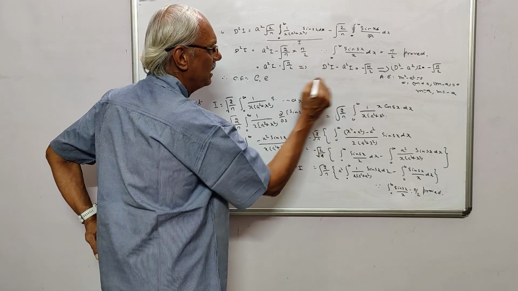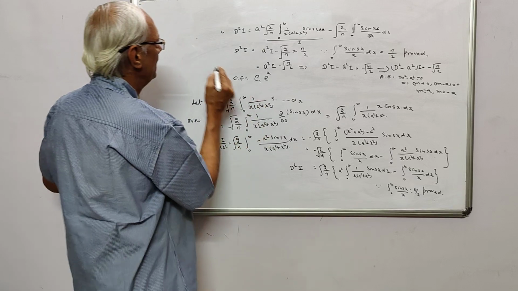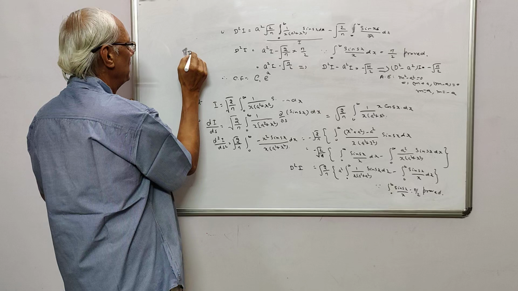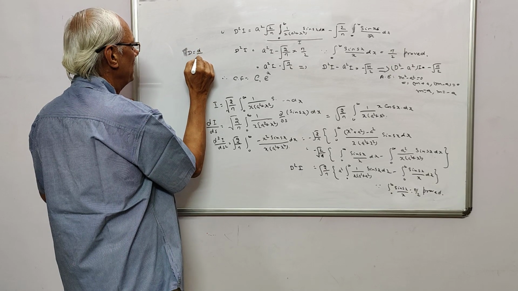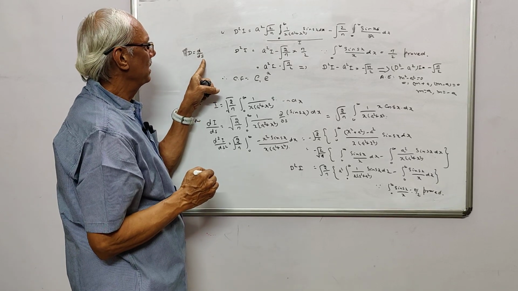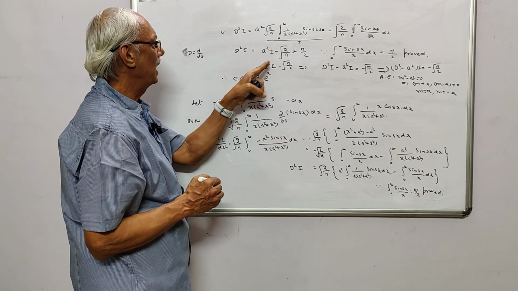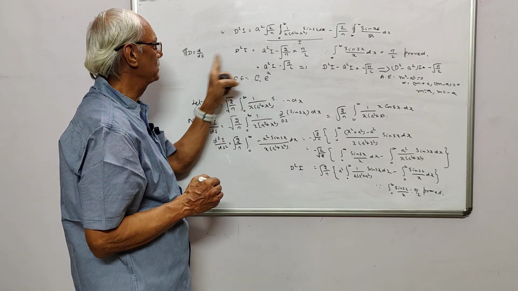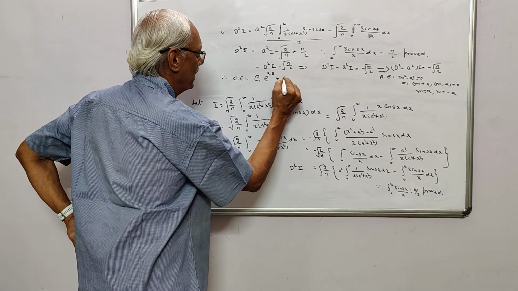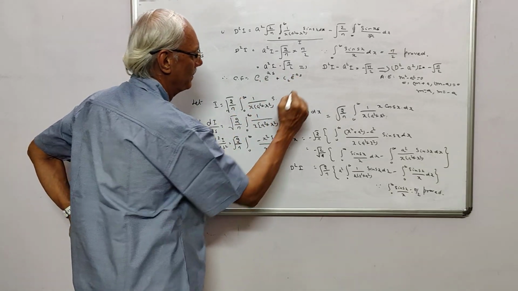C1 into e to the power of a s. See, this is your D squared I by d s squared. What is your D? D is d by ds, so you are differentiating with respect to s. That means this I depends on s. So this is C1 e to the power of a s plus C2 e to the power of minus a s. This is your complementary function.